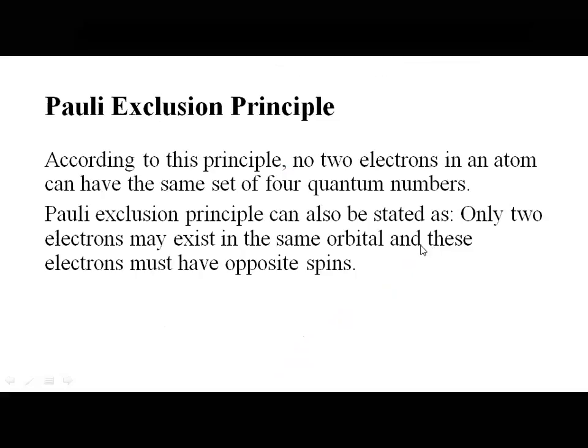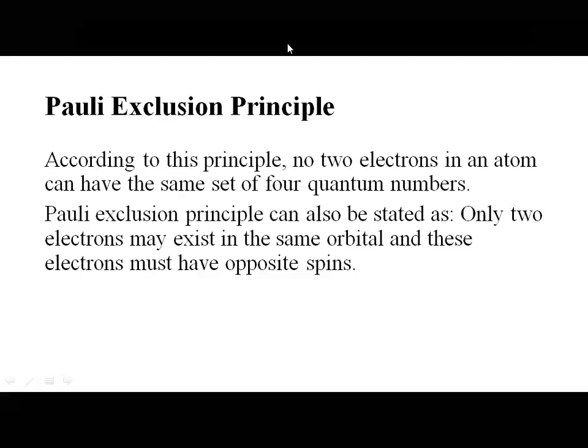Pauli's exclusion principle we have seen, which says no two electrons in an atom will have all four quantum numbers the same. Even if the principal, azimuthal and magnetic quantum numbers are the same, the spins will be different. Therefore, in other words, only two electrons may exist in the same orbital, and these two electrons must have opposite spin.